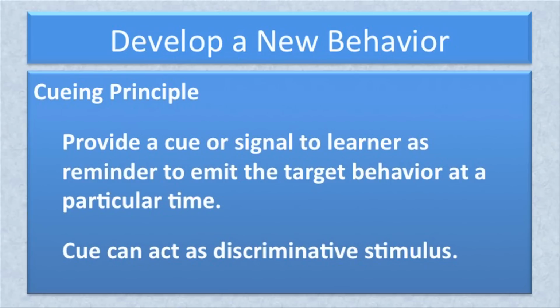A cue can act as a discriminative stimulus, that is, an antecedent stimulus that signals a reward will be provided after the next display of the target behavior. However, in order for that to occur, the reinforcement has to be consistently provided when the learner is initially developing the behavior.